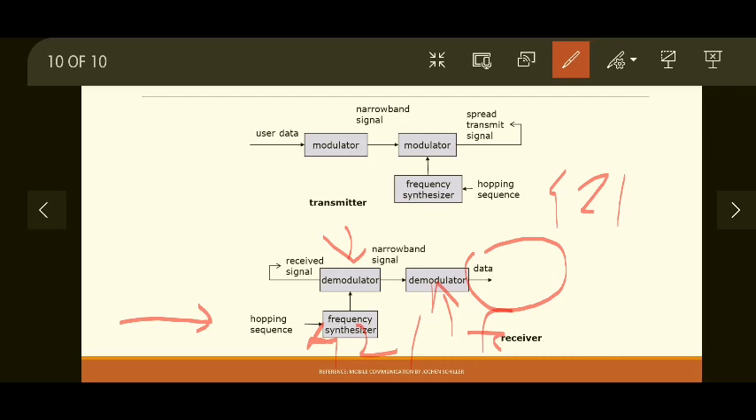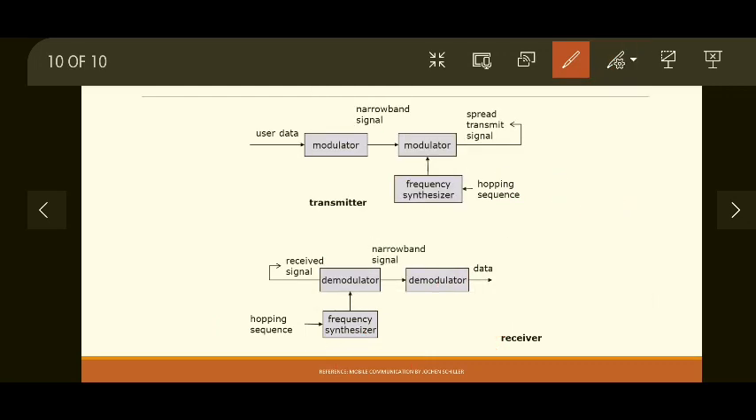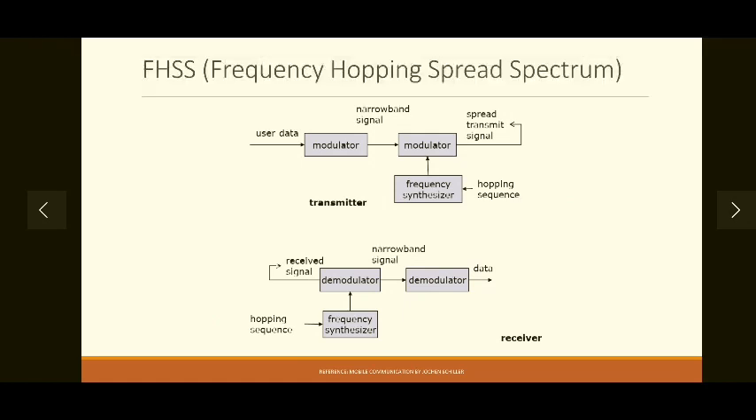Here there is no need to use a correlator because the signal is hopping to different frequencies rather than having a particular time slot. So no correlation is required. So this is FHSS, which is much simpler for generation and detection compared to DSSS.